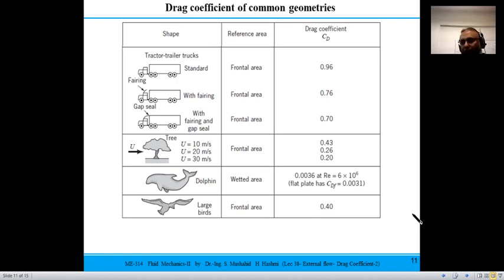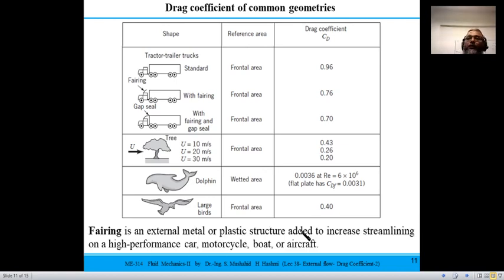What this fairing actually is, fairing is nothing but using some external part or an external structure made up of metal or plastic to be added in order to make the object streamlined. So on the roof this part is added and this deflector is added, which makes the object shape more streamlined. This is actually called fairing.